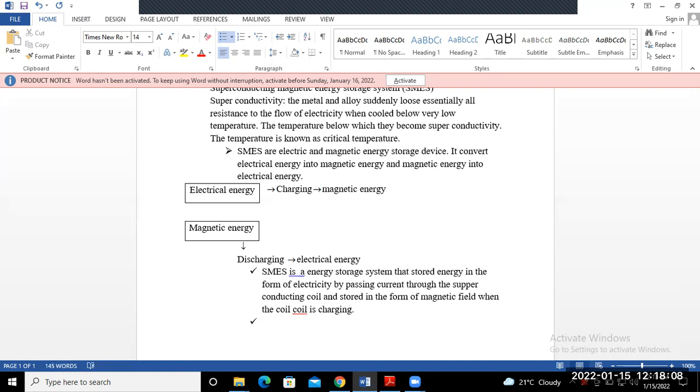Next, the stored energy can be released back to the connected power system by converting the magnetic energy into electrical energy when the coil is discharging. So the energy that is stored during the charging period can be released back to the power system.